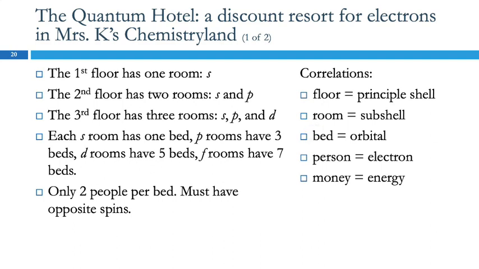On each floor, there are rooms. The rooms are like the sublevels. In each room, you have beds. The beds are like the orbitals, and people sleep in the beds, and people are like the electrons, okay? Money is like energy, so some of these rooms cost more than others. And these electrons, these people, this is a discount resort, these are cheapskates, they're looking for the best deal, right? So they're gonna stay in the rooms that cost the least, okay?